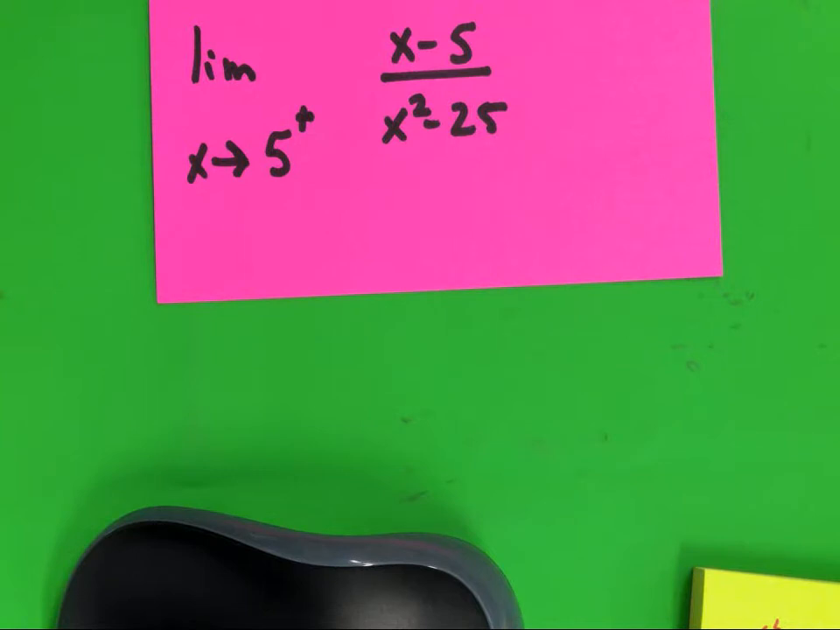x approaches 5. Like Zach said, which is correct, I'm going to factor that on the bottom, get x minus 5, x plus 5. The x minus 5s will do what? Cancel. So I got 1 over x plus 5. Can I do direct substitution in? So it'll be 1 over 10.